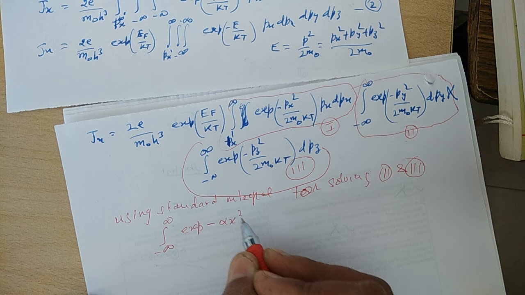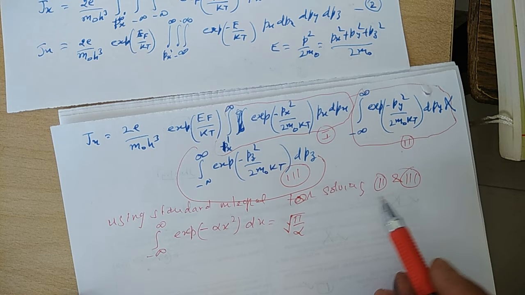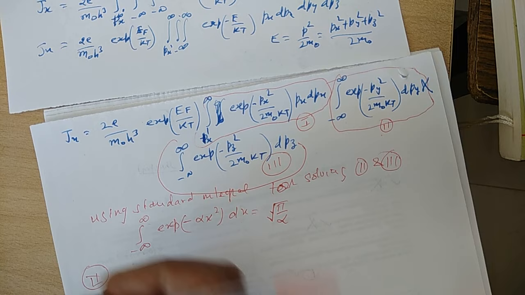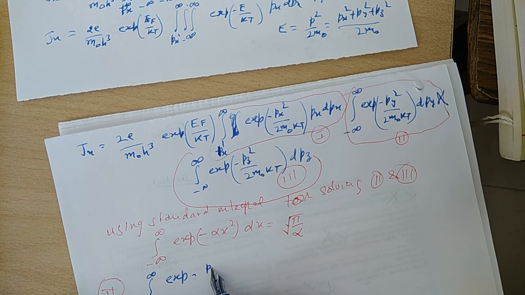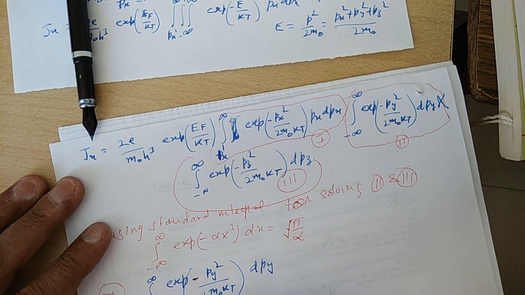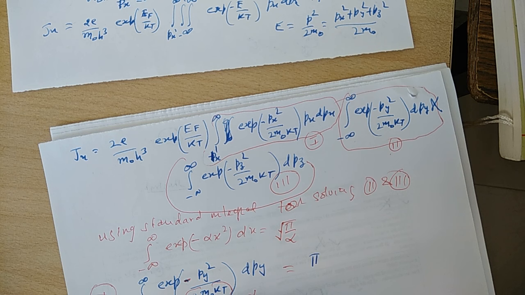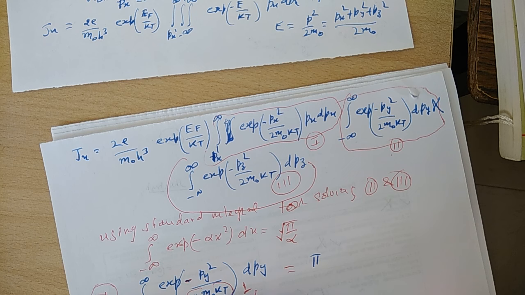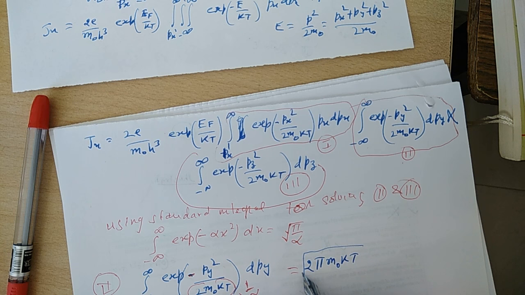We know the standard integral of exponential minus alpha x square: if we have this type of integral, the value comes out to be root of pi by alpha. So in this integral number 2, minus infinity to plus infinity exponential minus py square by 2m naught kT into dpy, this term is alpha. So the value of this integral comes out to be under root pi, times 1 by alpha, which comes out to root of 2 pi m naught kT. So this is the value of the second.